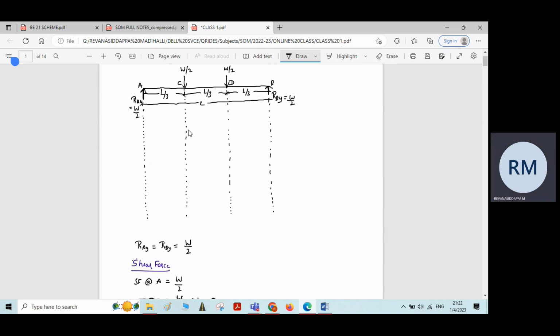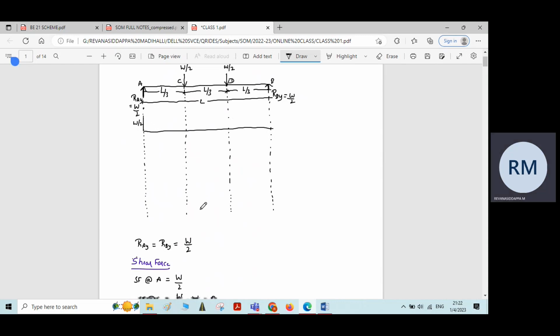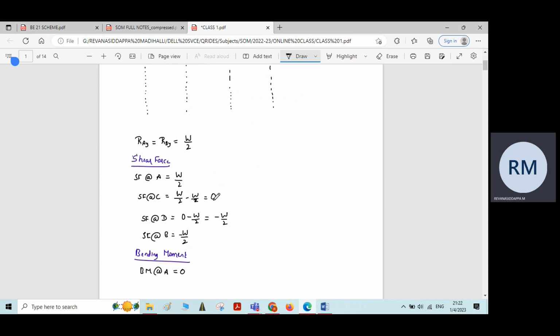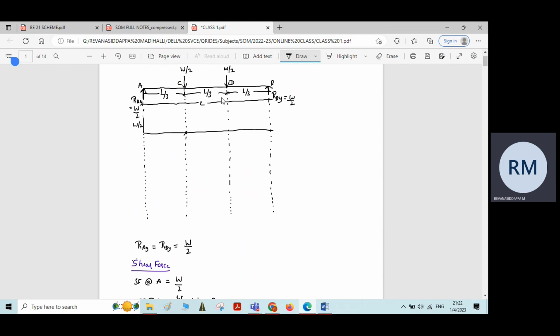So if I draw a shear force diagram, shear force at A is W by 2. And shear force at C is 0. And shear force at D is minus W by 2. And shear force at B is also minus W by 2.